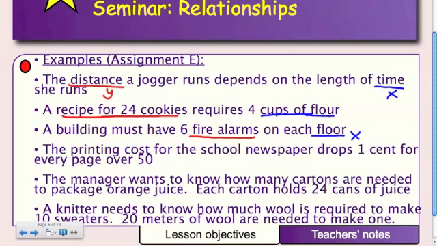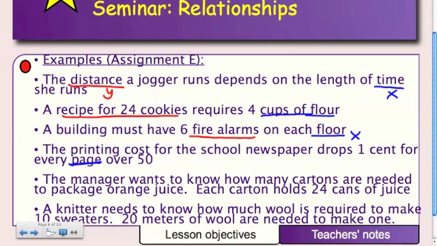Let's do another one. The printing cost for the school newspaper drops 1 cent for every page over 50. So how would we plot this? What are the two things? What would be on the x-axis? What would be on the y-axis? I want some discussion. Yep. So the number of pages, right? Because no matter what, the pages don't depend on everything, but what does depend on the pages? The number of pages. Yep.